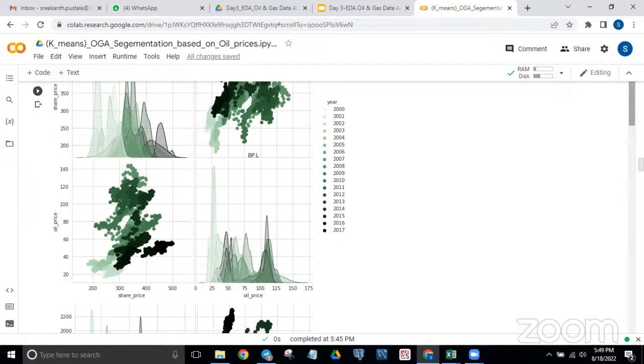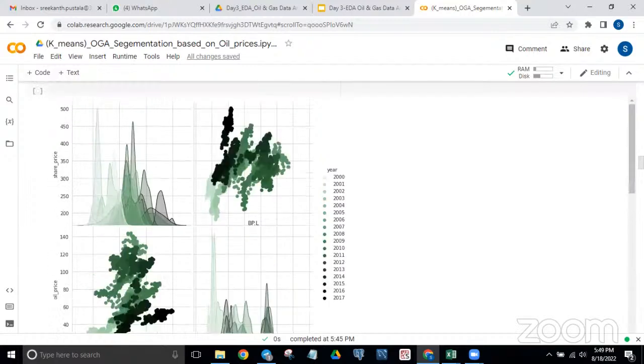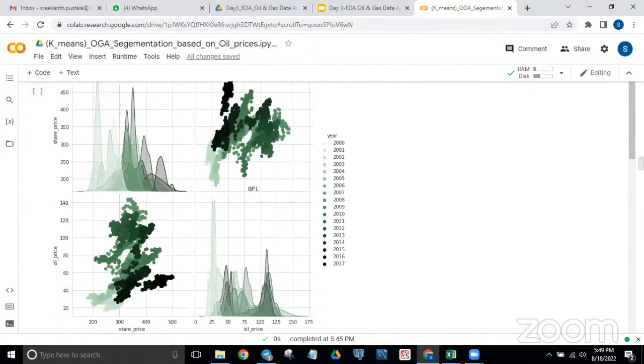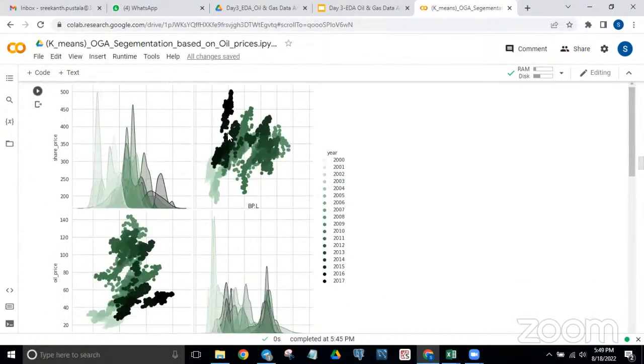So here I have taken two different plots. You can see here we have taken the cluster. Okay, so we are looking at different clusters, right? So this is nothing but the scatter plot. So I have taken this scatter plot as well as I have taken the line plot.